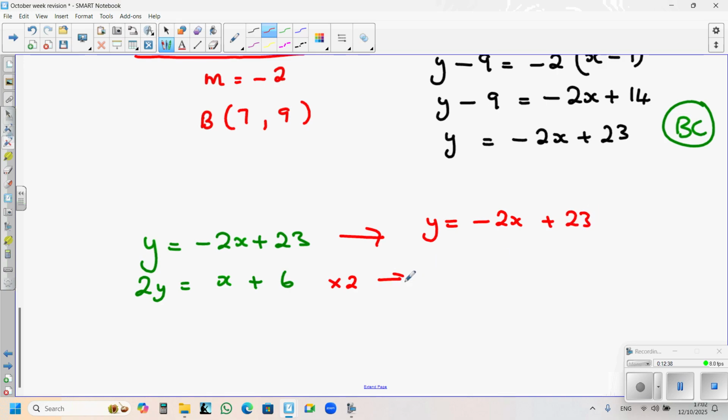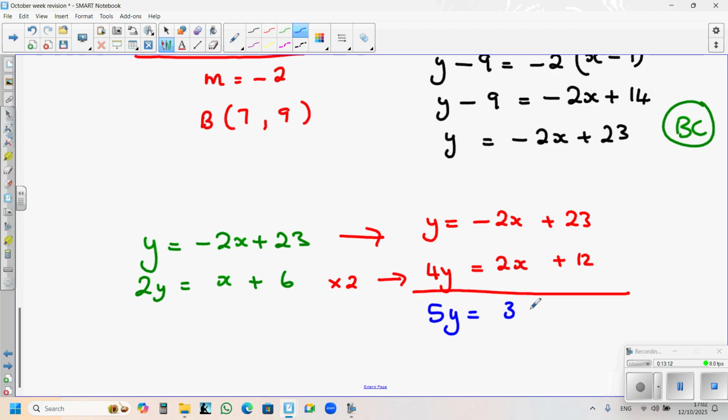And this one, when I multiply it all by 2, 2 times 2y is 4y, is equal to 2 times x, which is 2x, and 2 times 6 is 12. And I'm going to add those two equations because we've got different signs, so it's an add. If you add them, they disappear. So y plus 4y is 5y. That is equal to, those two cancel each other out, and when I add 23 and 12, I get 35. So if 5y is 35, then y has got to be 35 divided by 5, which is 7.